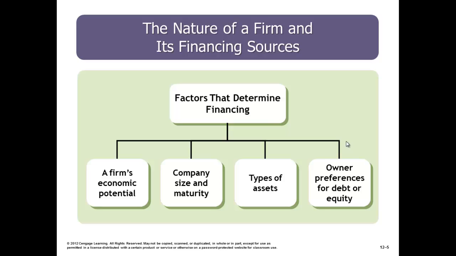What types of assets does the company have that might be used for collateral? And then what are the owner's preferences for debt or equity? This last bubble that we're looking at here, the one on the right, is really important. Most owners have some attitude toward debt and some attitude toward equity. Some owners hate debt and absolutely try to avoid it at all costs. Others use debt to try to leverage their investments, so you have a broad range of attitudes.